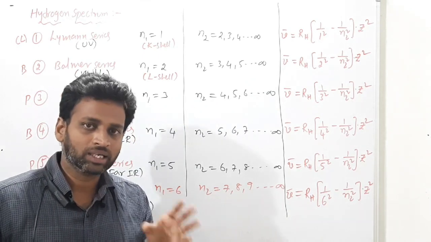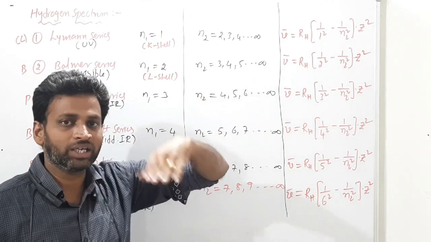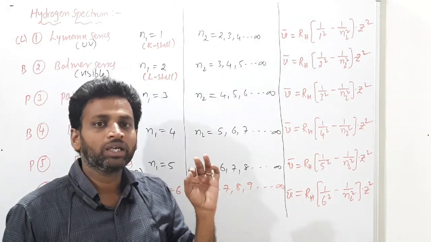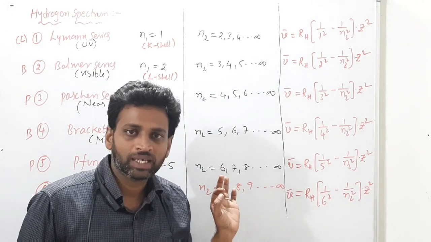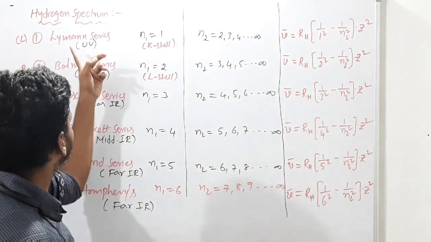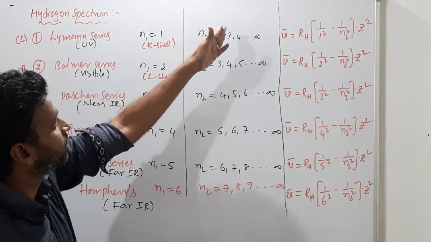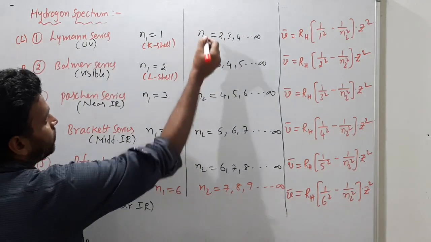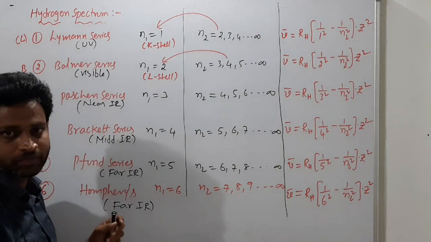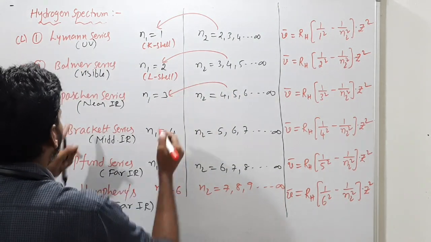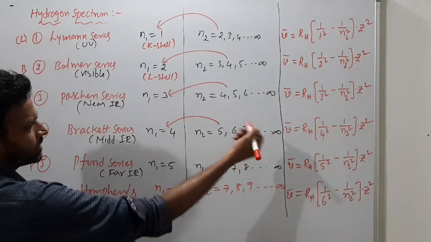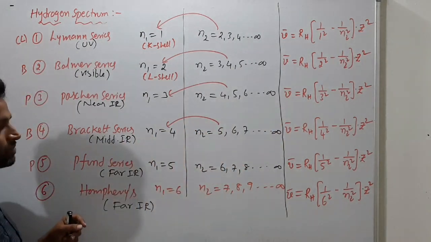Every atom, hydrogen has one electron, but the shells are the same: K shell, L shell, M shell, N shell, and so on. So he observed in the visible region the electron coming from a higher level to the second level. Second level means L shell. So Lyman observed in the UV region the electron coming from a higher energy level to the first level. Balmer observed higher energy level to the second level. Paschen observed higher energy level to the third level. Brackett observed from fifth, sixth, seventh up to infinity to the fourth level.